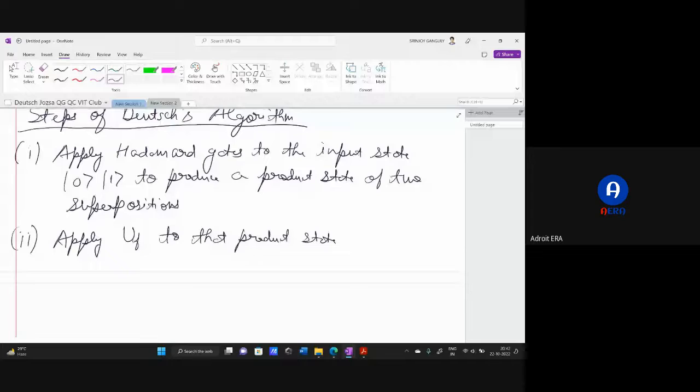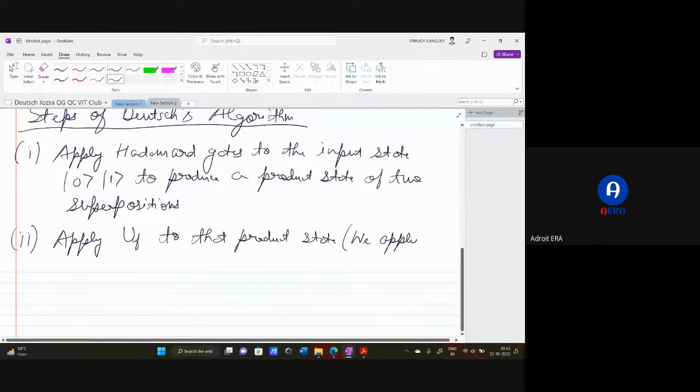So try to connect the concepts which you have learned before in your previous classes. This algorithm is a very good application of quantum interference and quantum superposition. So take it as an application, and try to connect the concepts together that you have learned in your previous classes. And we apply UF on this state. What state? That superposition product state.